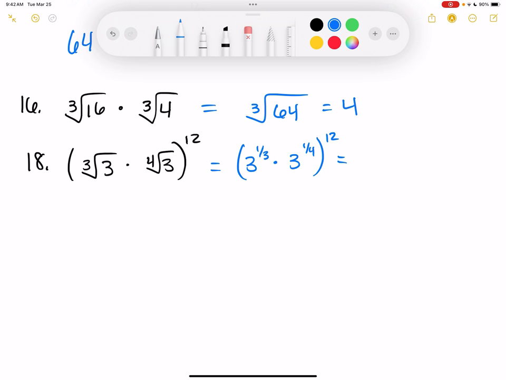Oh, then we both have 12 on the bottoms. Or I can just multiply everything by 12. That'd be my answer. So that would be 3 to the 4th times 3 cubed, which is 3 to the 7th. Whoa, how did you do that?